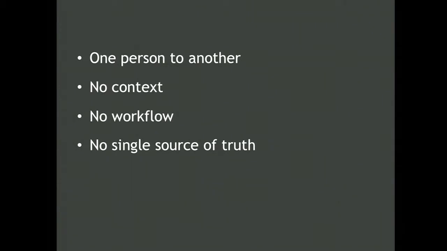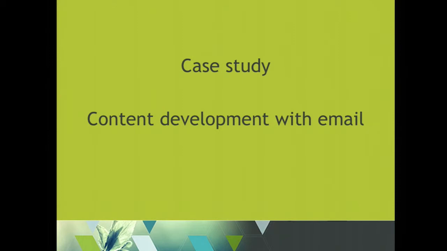Look, there's plenty of information. Probably everyone in this room has a sense for what's wrong with email. So I'll try not to climb any further up the soapbox. But for the purpose of what I'm talking about today, we need to remember a few things. Email is a communication tool from one person to another. It has no context of what's happened before it. There's no workflow built in. And there's no single source of truth. Everyone involved has a different copy.